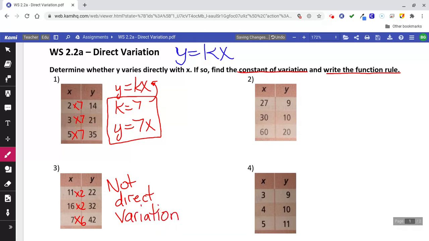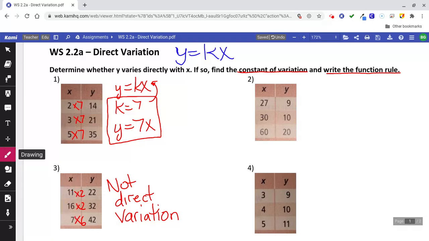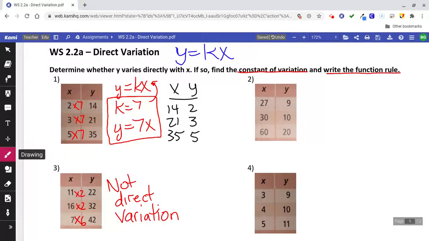Now, let's go back to problem number 1 again. I want to show you what happens if the relationship's reversed. So let's just say the numbers are 14 and 2, 21 and 3, 35 and 5. So I just switched the numbers around. This time the numbers are getting smaller from x to y. So it's backwards. You would think about it as divide by 7, divide by 7, divide by 7, and it still has that relationship, but this time it's divide by 7 instead of multiplied times 7.